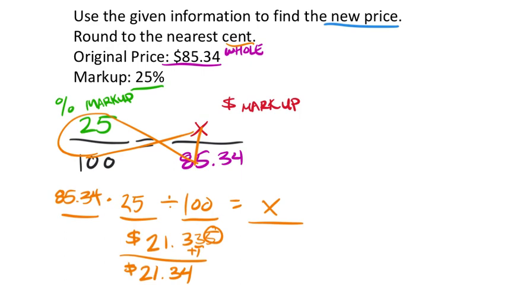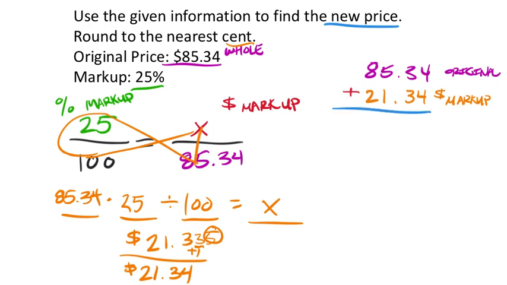Okay, now again, this is how much the price increased from the markup, just like it would with a tax or a tip or something like that. But with this $21.34, we have to go back to the original price of $85.34. Okay, because this is our original price. If we were to add, because it is a markup, so we are going to add the dollar value of the markup, $21.34, which again is the dollar value markup. Then we will have the new price.